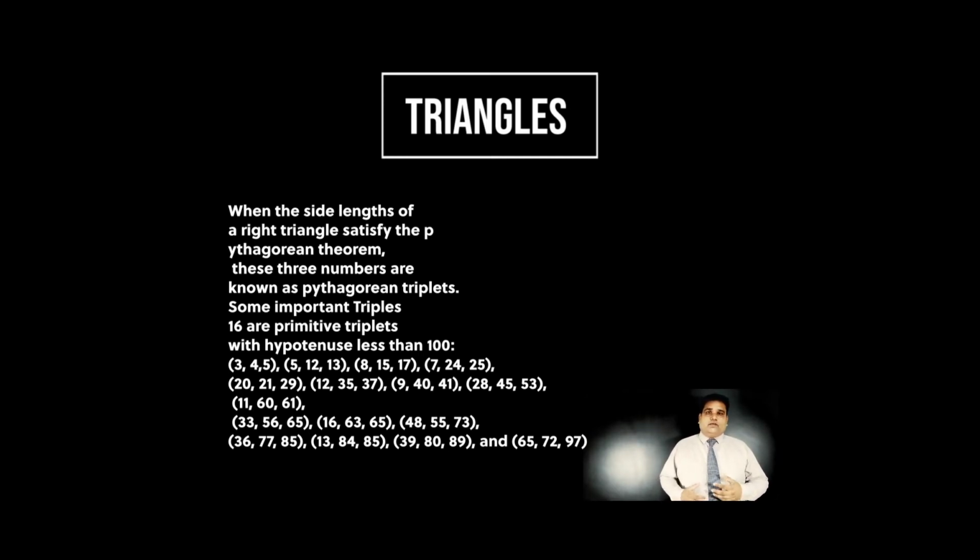Similarly, you can see 5, 12 and 13, and 8, 15, 17. You take the square of the longest side, and take the sum of the squares of the other two sides, and that will always be equal to the square of the longest side. So these are the triplets. Triplets are very important. You should always memorize them, at least till 100.